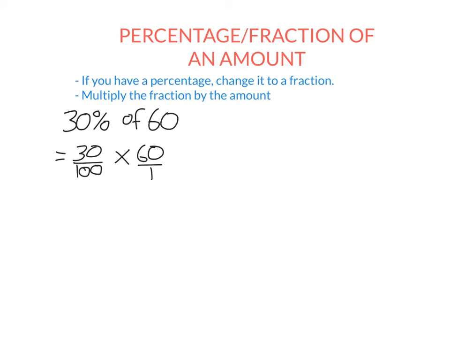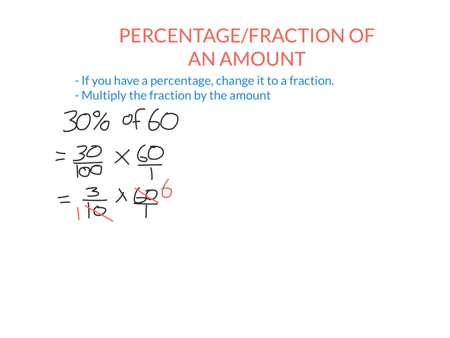So now I look for common factors to make this easier. So 30 over 100 is 3 over 10. So this is really saying 3/10 of 60. Now 10 goes into itself once and goes into 60 6 times. You can cancel anything on the bottom with anything on the top as long as they have a common factor. So this way I did it just makes it easier.